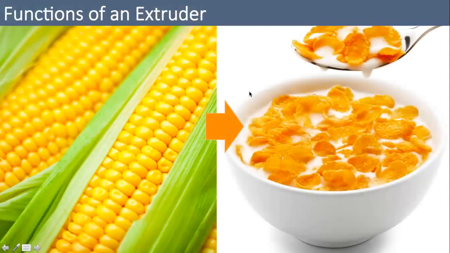In the functions of an extruder, we are using these types of raw materials: wheat flour, corn flour, or rice flour. Most probably we are using flour varieties in the food industry, and sometimes you can use meat, like protein-based things, and starch and flours, meat, fish, and some carbohydrate products.